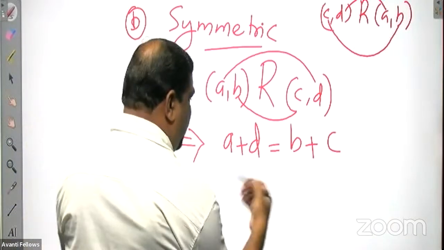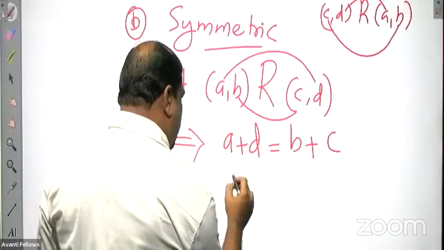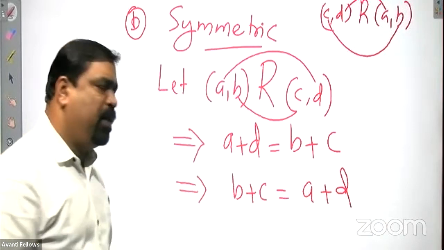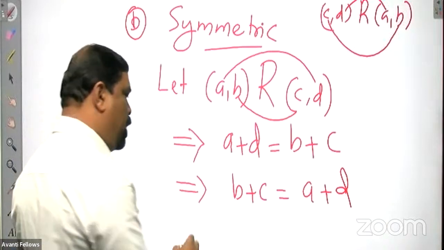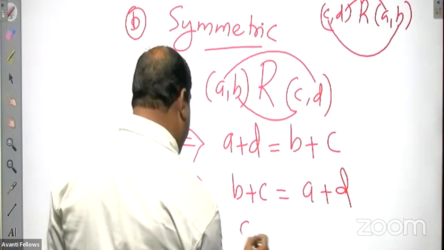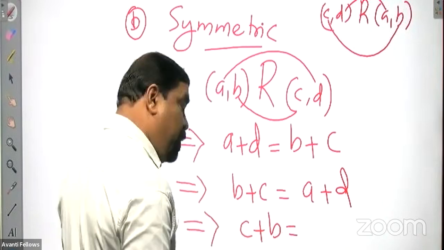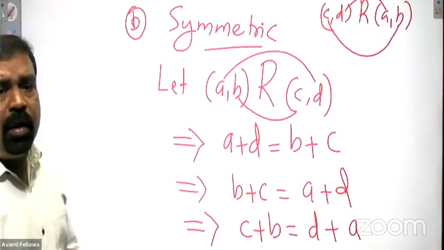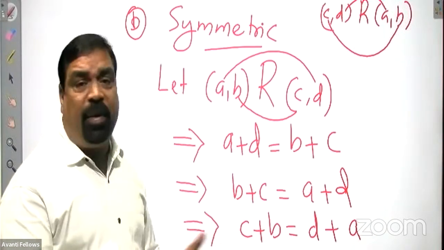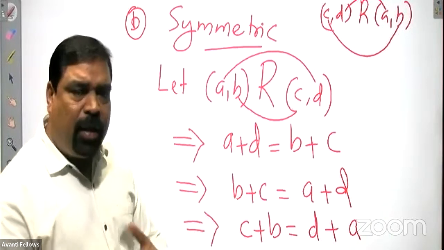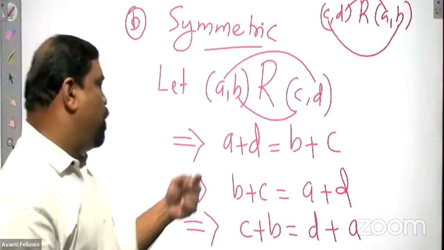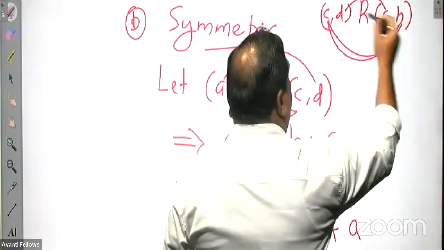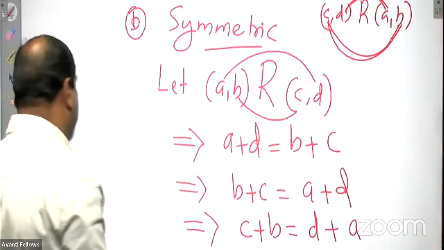For that, we will do some modification here. We will reverse this equation. So B plus C equal to A plus D. A plus D and B plus C interchange each other. B plus C equal to A plus D. And B plus C you can write as C plus B. B plus C is the same as C plus B, and A plus D is the same as D plus A. A, B, C, D are all natural numbers only, so the commutative property is true there. So we got C plus B equal to D plus A. That is the required statement.